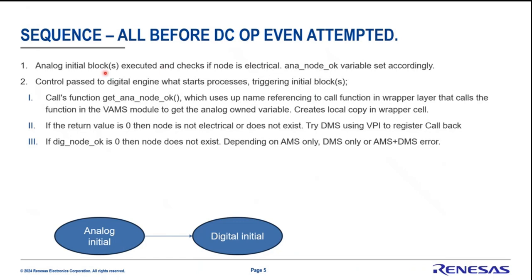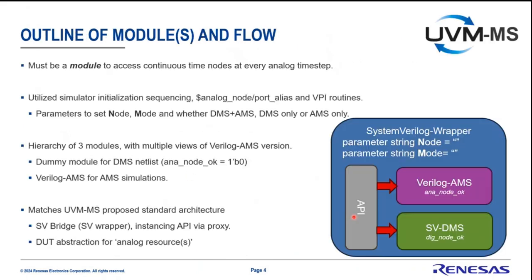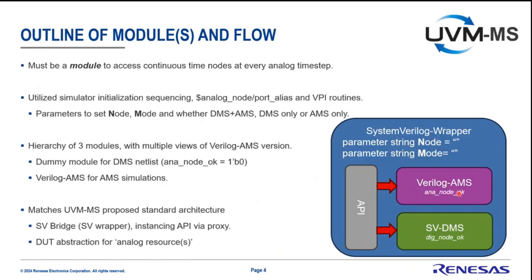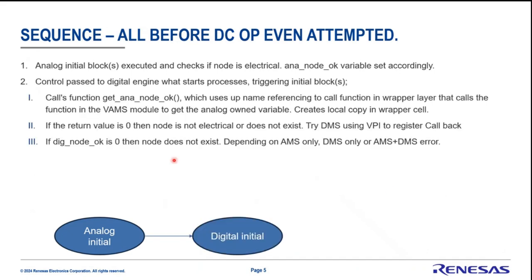Once all the analog initial begin blocks have been processed, control is passed to the digital engine, and the digital engine will trigger the digital initial blocks. It calls a function get_analog_ok, which doesn't actually exist in there, but due to upscoping, it will look in this SystemVerilog wrapper layer. And then it will call the same function in the Verilog-AMS module, to get the analog-owned variable, because this variable here is going to be owned by the analog engine. Therefore, you can't do an out-of-module reference from the SystemVerilog wrapper layer to the AMS one, but you can call a function that then queries the analog-owned variable. So it's just a bit of a trick.